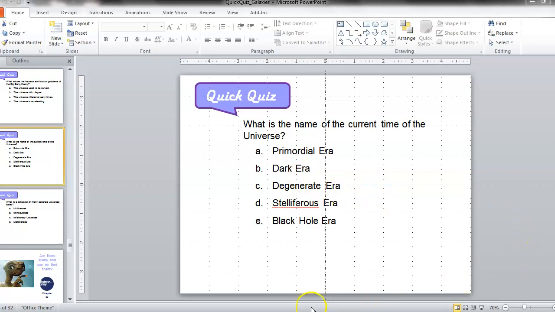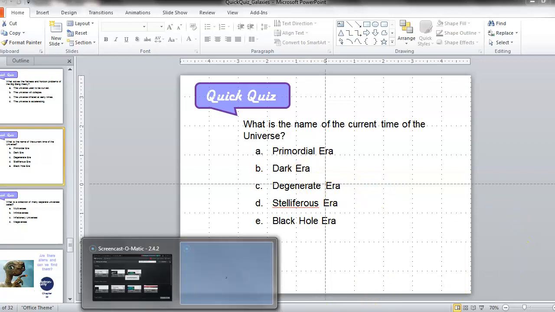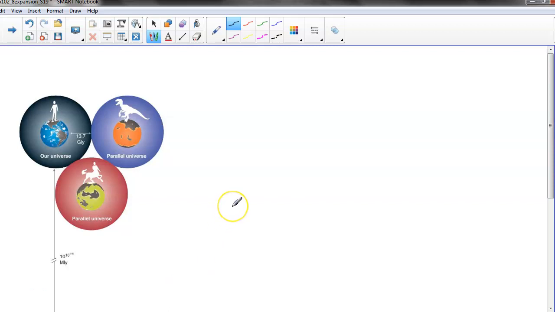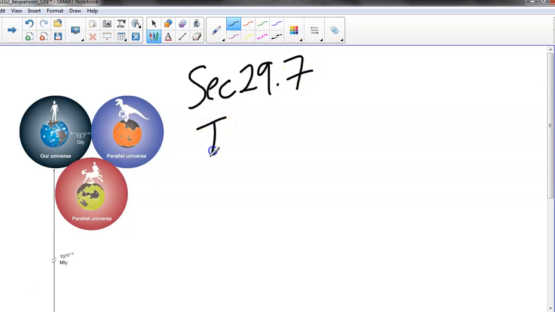Where are we currently? But one last little topic for y'all here on the universe, something just kind of for fun, but that we always get a lot of questions about. This is taken from section 29.7. We're going to talk just a little bit about this idea that there is more than one universe, or there are multiverses out there.